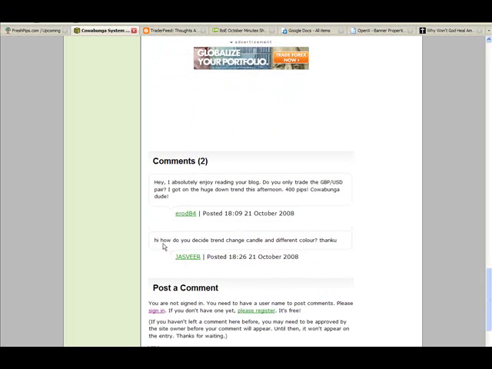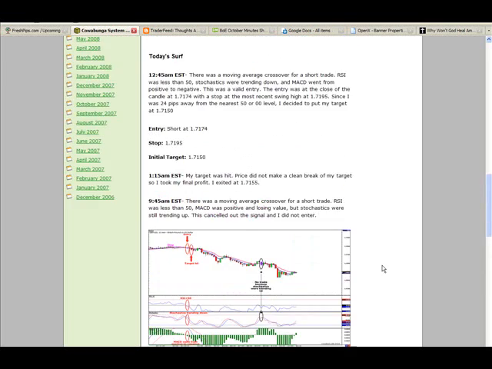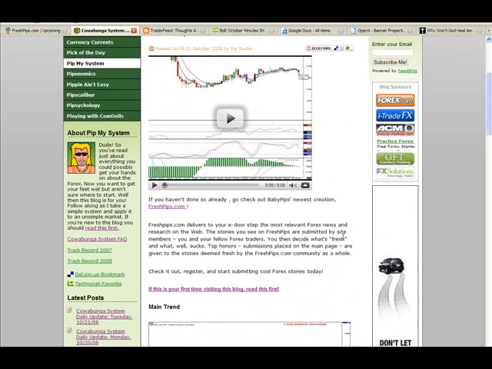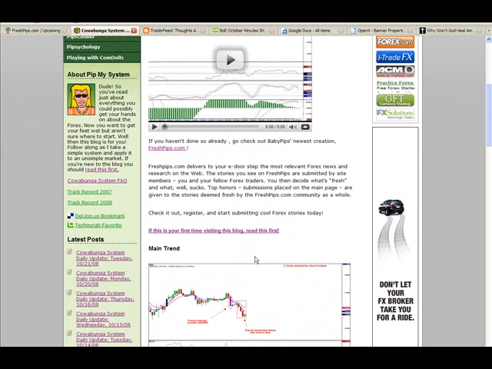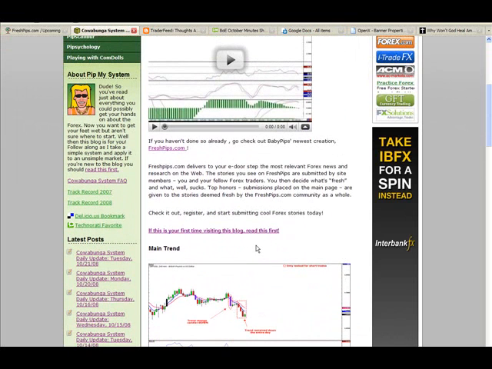And finally, from Jazzveer: hi, how do you decide trend change candle and different colors? Basically, I'm using a program called XTick, which allows me to change the color of my candles whenever certain things happen.